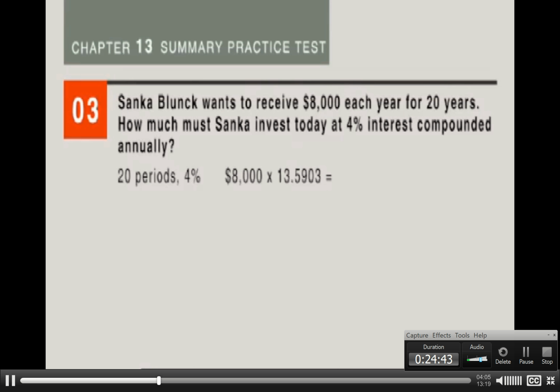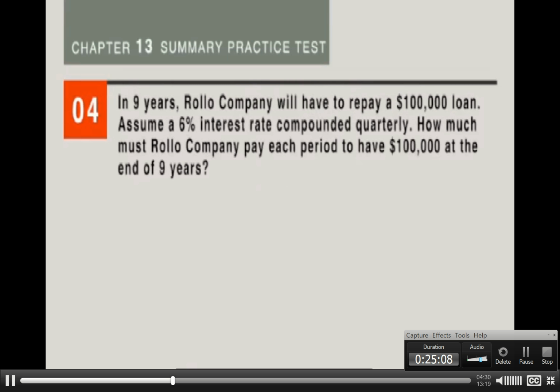13.5903 represents $1. In other words, $13.59 would have to be put in today to take a stream back of each dollar, once a year for what, 20 years? But he doesn't really want $1. He wants 8,000. So 8,000 times 13.5903, I hate to break the news to you, you have to put in $108,722.40.